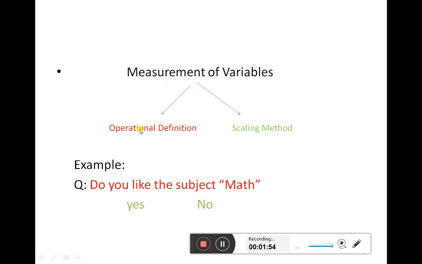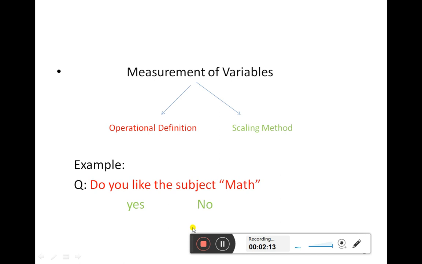In this section, first I shall try my level best to cover and explain the operational definition under the theme of measurement of variable, and then inshallah in my upcoming lecture I'll explain the scaling technique to measure the variable.